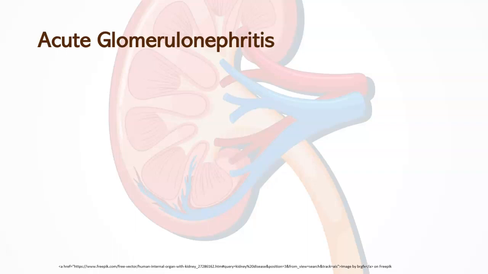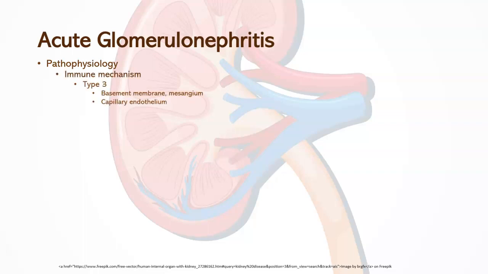Now for each of these conditions at this stage, I'd like you to pause the video and see how much you can remember about the pathophysiology of each disease, its clinical features, the investigations you might want to perform, and the treatment, if any. So you can pause the video now and see what you remember about acute glomerulonephritis. We'll start with the pathophysiology.